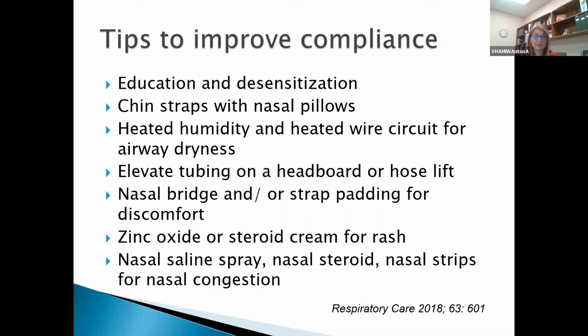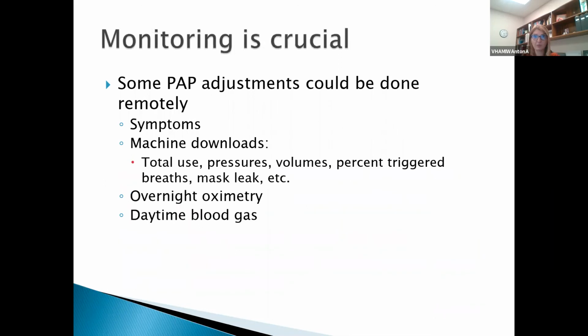If there is discomfort on the bridge of the nose from the mask or from the strap, we can add padding. If there is rash, we can talk about different creams. And if there is evidence of nasal congestion, we can talk about different interventions such as saline spray, nasal steroids, nasal strips, and so on and so forth.